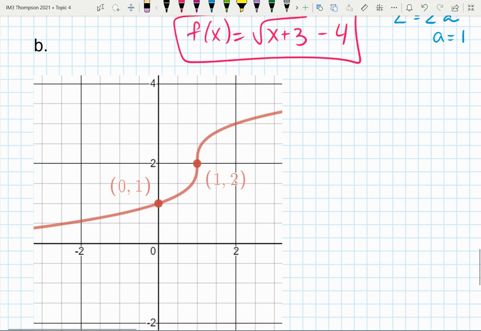This is kind of like a snake shape, which is indicative of a cubed root function. Again, I graphed this on Desmos and I counted each square as a half. It's not marked on the graph, but here's another good point.